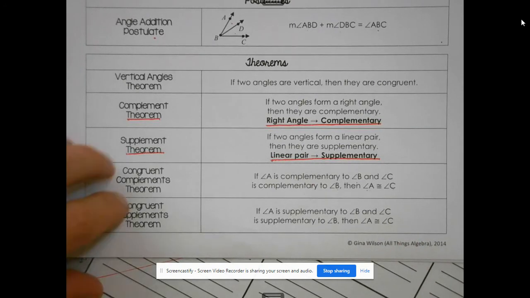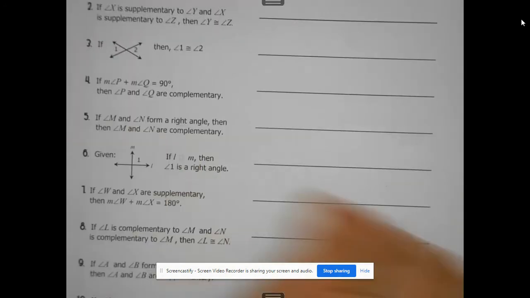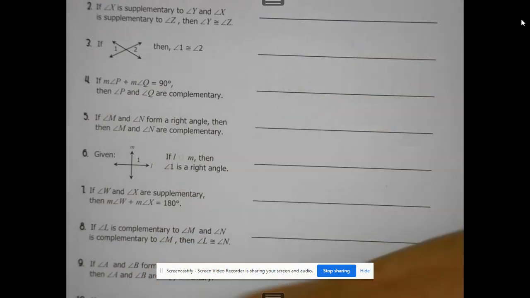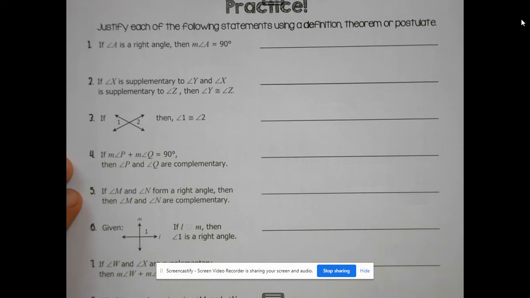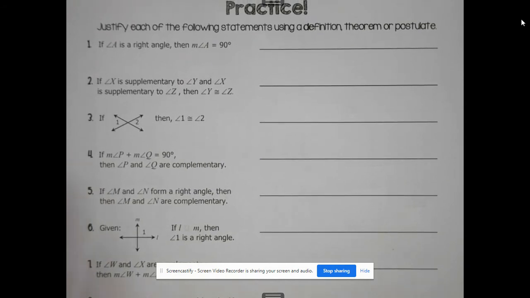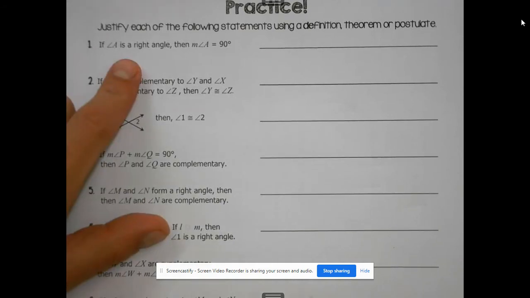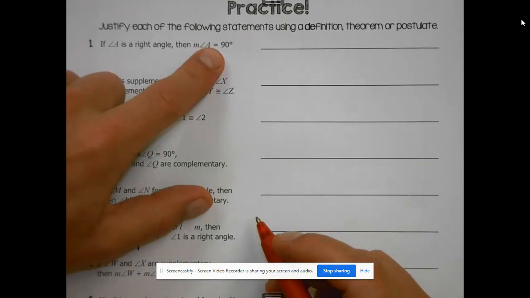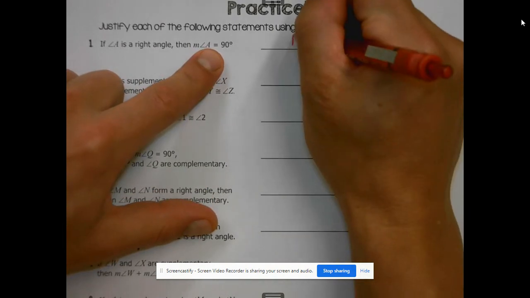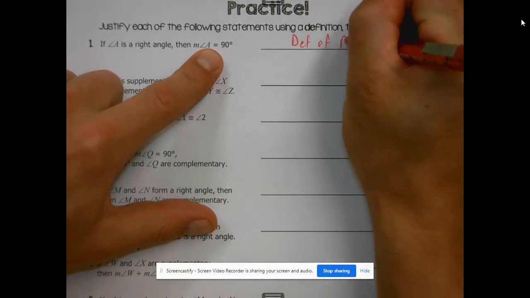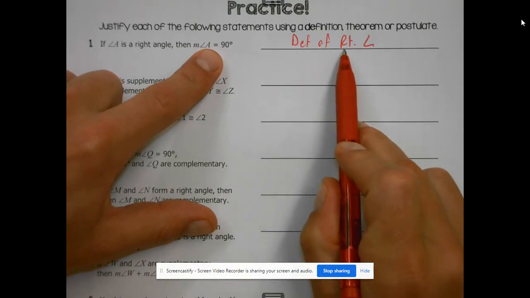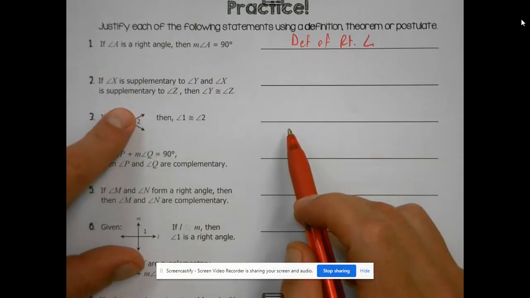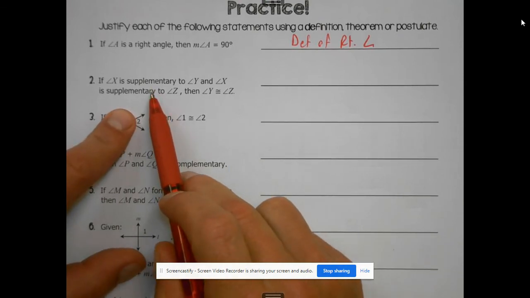All right, let's test out the new words now. It says justify each of the following statements using a definition, theorem, or postulate. One says A is a right angle, then A has to equal 90 degrees. That's your definition of right angle. And I was going to abbreviate, guys. Definition of right angle.